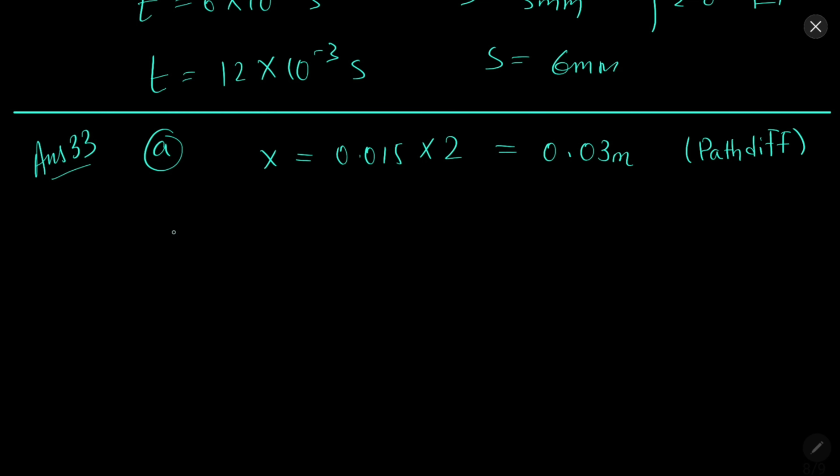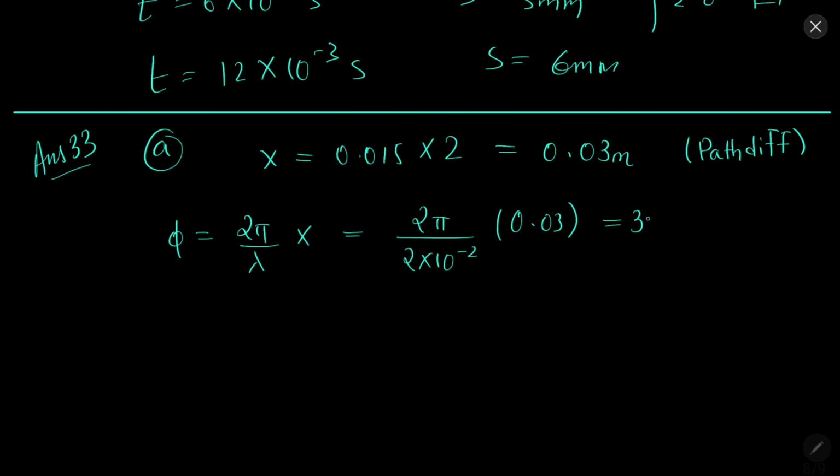So the phase difference can be obtained by 2 pi by lambda into path difference, that is x. So it will be 2 pi over 2 into 10 to the power minus 2 into 0.03. So it will come out to be around 3 pi. This will be the phase difference.